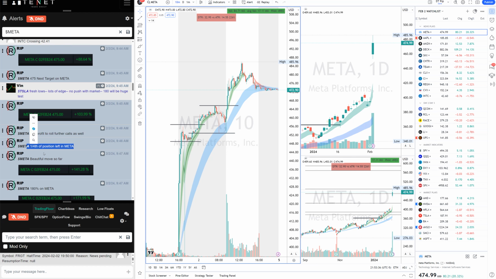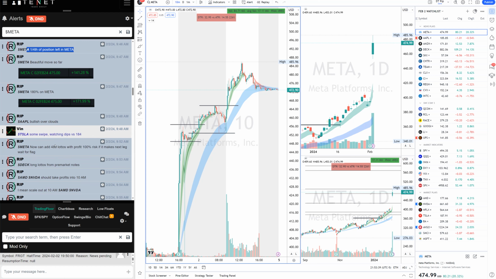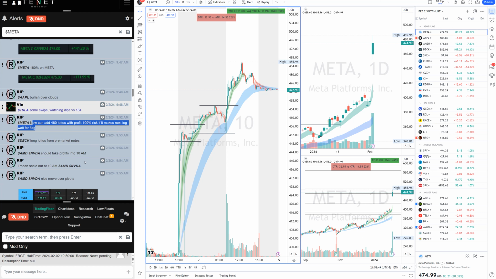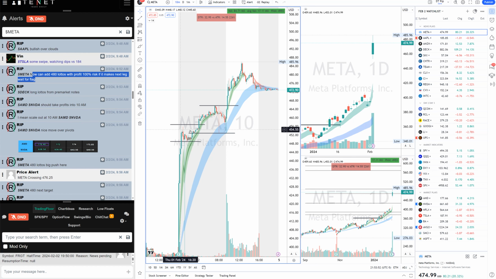Use the quarter left. I added 480s. Then I also traded 485s. And I told everybody you can add 480 Lottos with profit, 100% risk, if it makes the next leg up. And guess what? We moved to 480s.